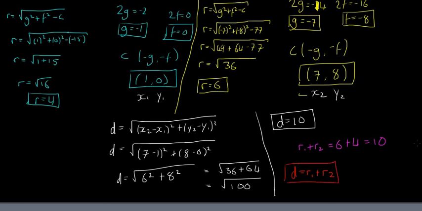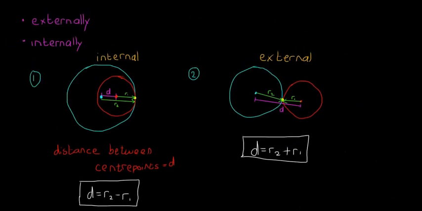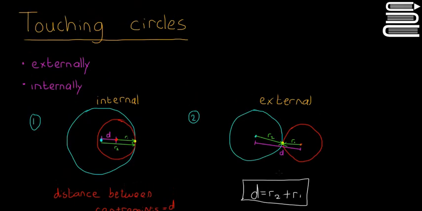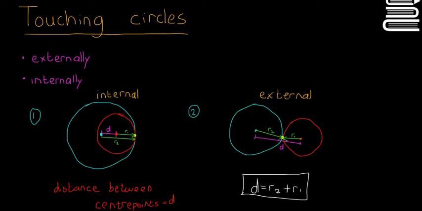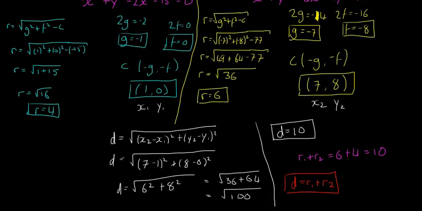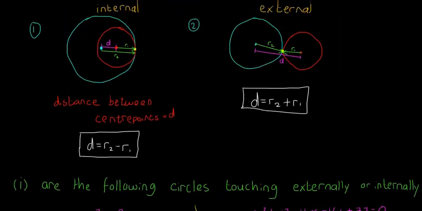So what does that mean? We go back up, and that means that they are touching externally. Because we see here that the distance between the two center points, D, is equal to r2 plus r1, radius 1 plus radius 2. So that's all there really is about circles that are touching externally and internally.